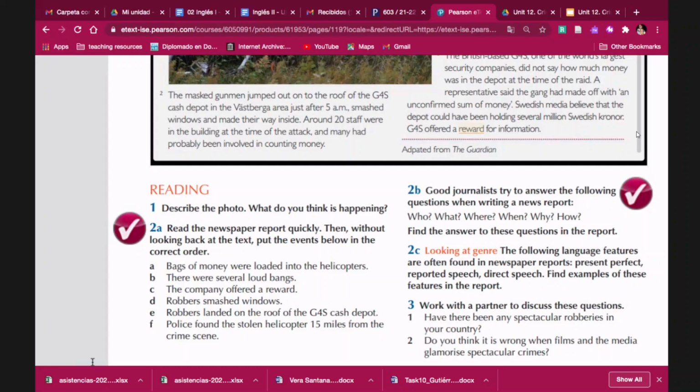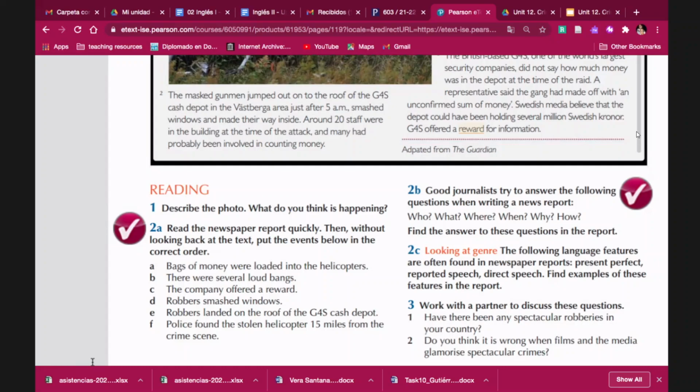Yes or no, or what happened? Yes, but from a helicopter. Okay, so they jumped out from a helicopter to the roof of a cash depot. Okay, so that's what happened. Okay. Entonces organicemos nuestras ideitas. Okay, perfecto. Okay, good. The next question is where?